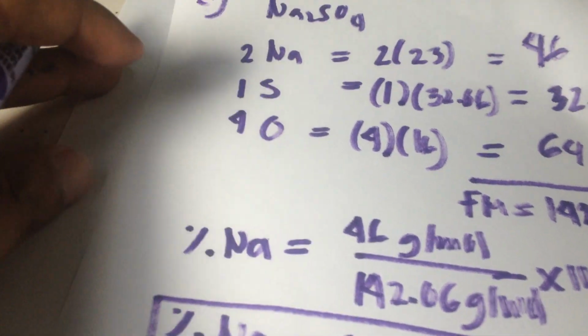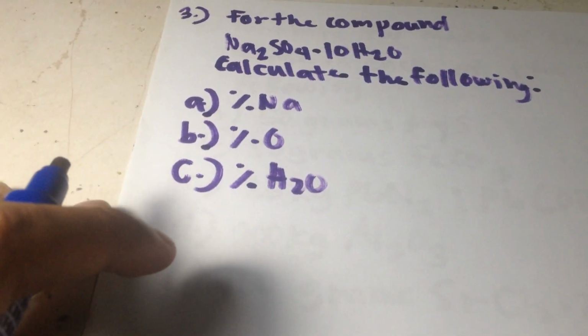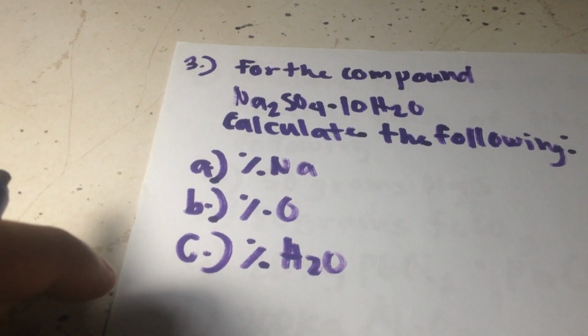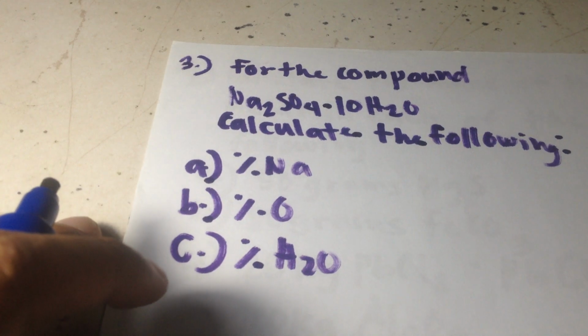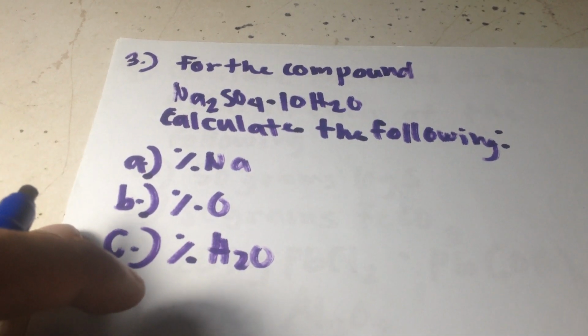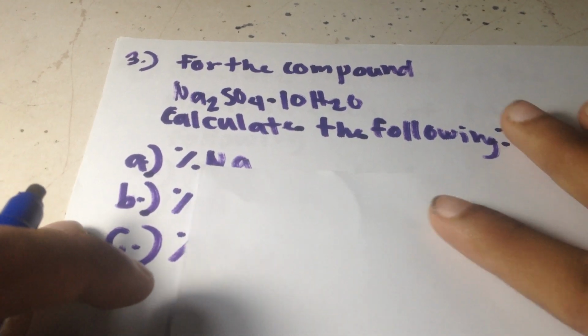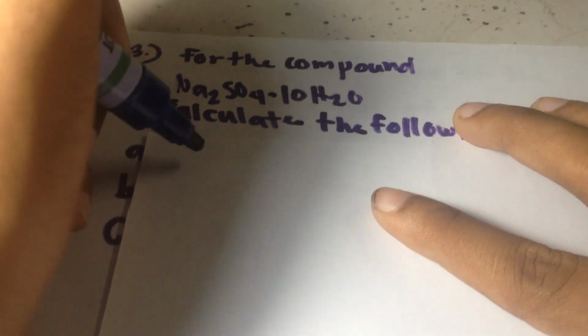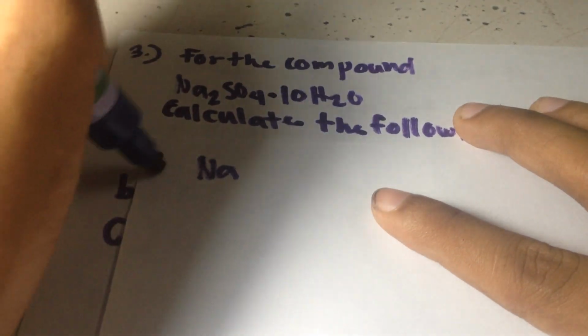So how about number 3? In number 3, for the compound sodium sulfate decahydrate, calculate the following. So in letter A, percent. So we need to find, for number 3, sodium sulfate decahydrate.